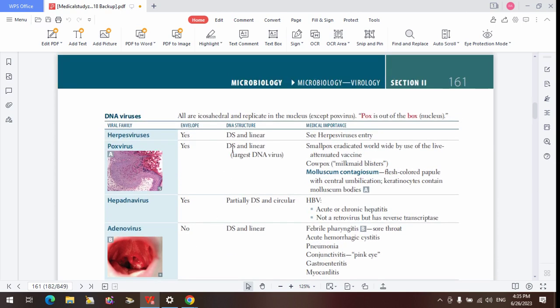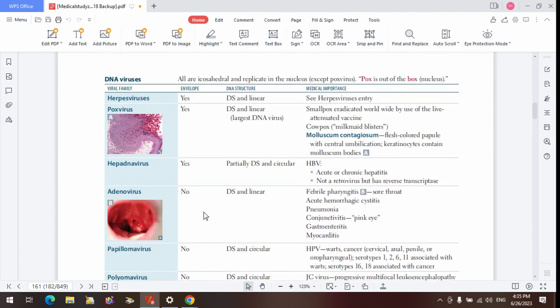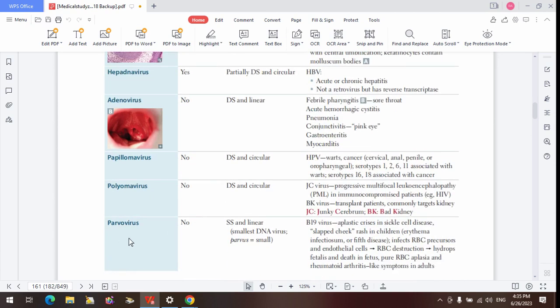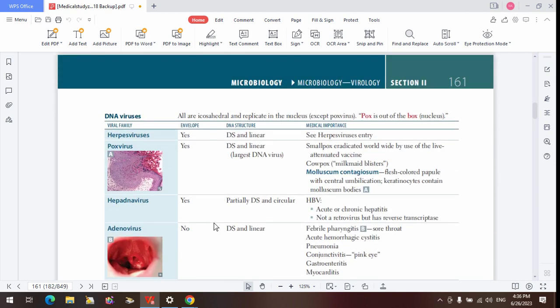Now, let's go to the DNA structure. What's the pattern of the strand? All of them are double-stranded. We've said that. Only one is single-stranded. Which one is that? Parvo. Parvo is the only one that is single-stranded. The other ones are double-stranded.